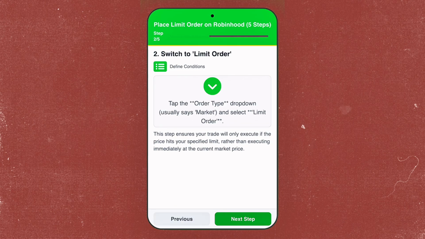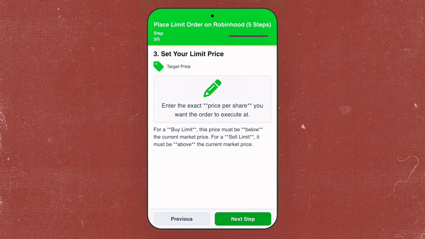So next is to switch to limit order. So this step ensures your trade will only execute if the price hits your specified limit, rather than executing immediately at the current market price.